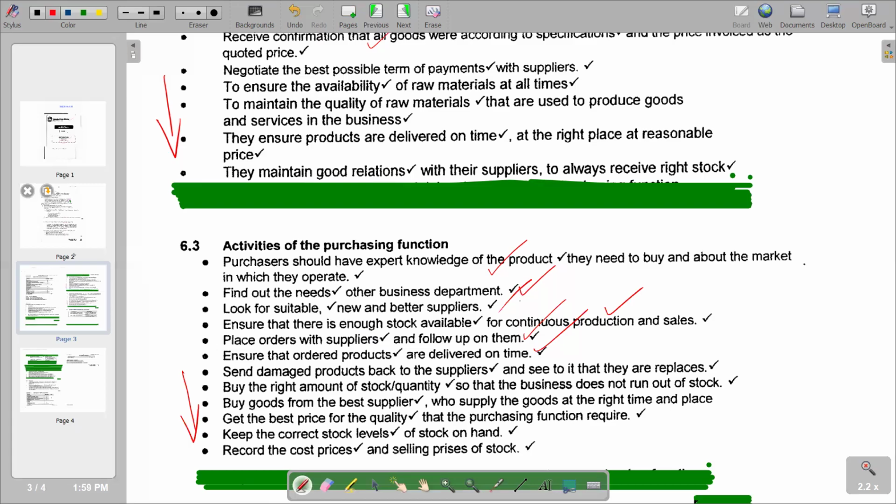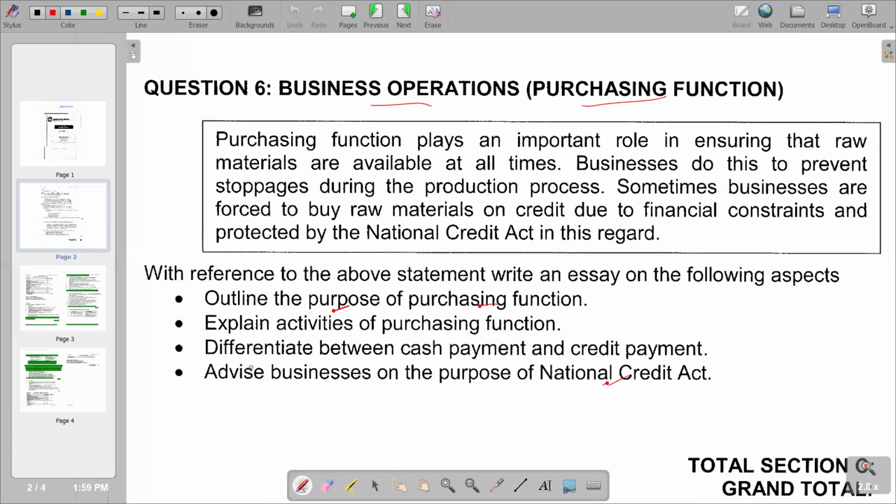So we go to the next part of our question, which is the difference between cash payments and credit payments. We know that cash payments involve actual cash movement when those goods are being bought, whereas with credit payments, there's no movement of cash when we are buying the goods, but we are going to pay after a preset date, that is after some time. So that's what we have in terms of credit payment. So we are going to differentiate between the two.